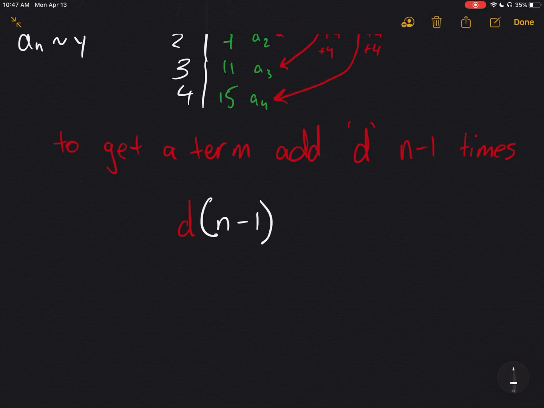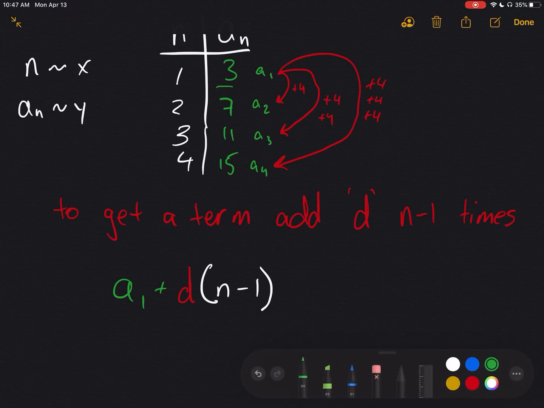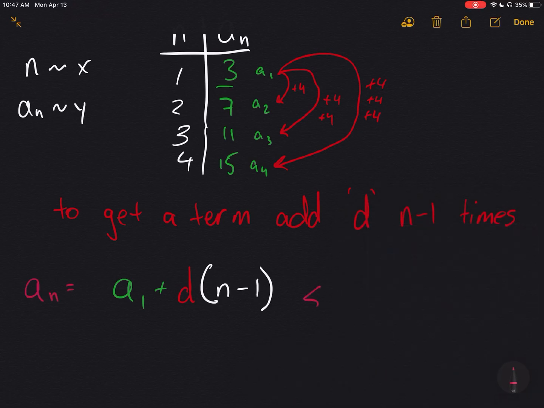right? But if I just add d n minus 1 times, then I'm just going to get multiples of 4. So my second term would be 4, 8, 12. Obviously, that's not right. We have to think about where we're starting. And our a1 term was 3. So we want to start at that a1 term, plus however many times we add it. And that's going to give us out our an term. And that's what we call the explicit formula.